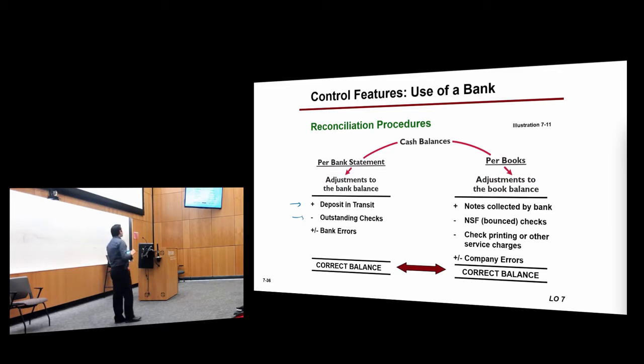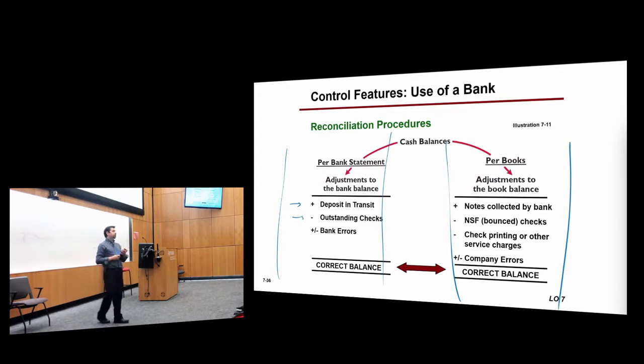Okay? The last one, you have to fix any errors. This is correcting entry. This is where you make a correcting entry, like we did before. The easiest way is always to reverse it and just enter the correct one. So this is the first step. You start here, this is one part. In parallel, you also do the one per books, according to the company's books.